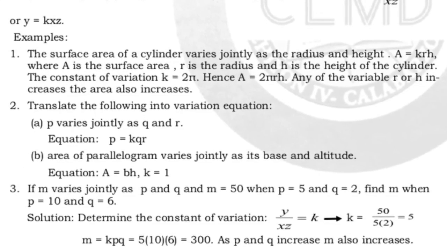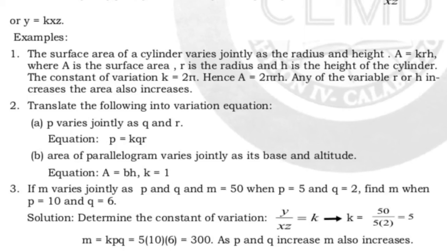So for example here, number 1, the surface area of a cylinder varies jointly as the radius and height. Area is equal to k r h, where A is the surface area, r is the radius, and h is the height of the cylinder. The constant of variation is k equals 2 pi. Hence, A is equal to 2 pi r h. If either of the variables r or h increases, the area also increases. Okay? So this is for the surface area of a cylinder.